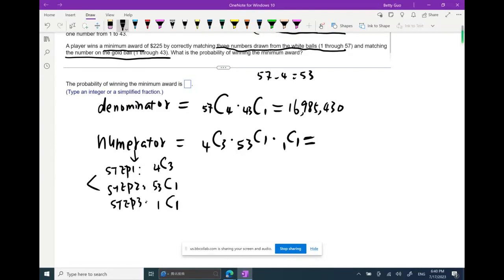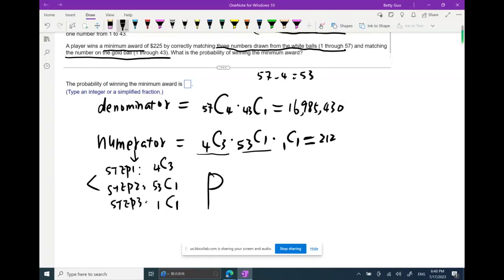Numerator: C(4,3) is 4, C(53,1) is 53, and C(1,1) is 1. So 4 times 53 times 1 is 212. The calculation part is not difficult. C(4,3) is 4, the same as C(4,1), and this is 53. So 4 times 53 is 212.